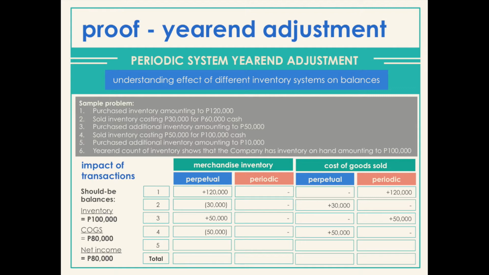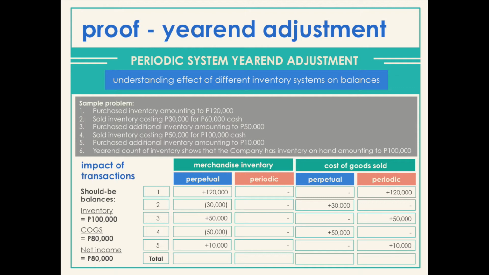5. Purchased additional inventory amounting to 10,000 pesos. The impact of this transaction will again be the same as transactions 1 and 3. Under the perpetual system, merchandise inventory will increase by 10,000 pesos and COGS will remain unchanged. Under the periodic system, COGS will increase by 10,000 pesos and merchandise inventory will remain unchanged.